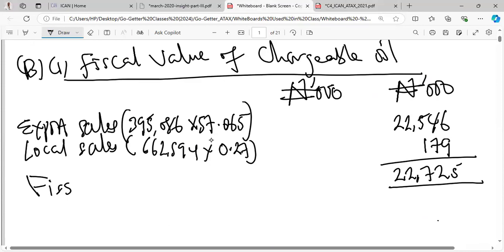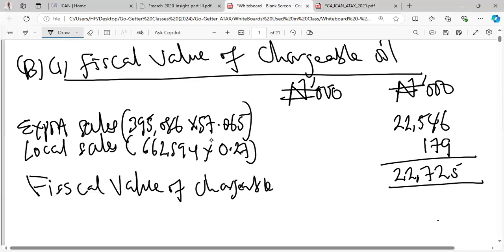fiscal value of chargeable oil. Now, let me tell you, it doesn't matter if it has been sold or not. That's why they didn't tell you the fiscal value of chargeable oil sold. Fiscal value of chargeable oil, whether it is sold or not, it is taken as sold. So that's one thing we should know. Even the ones being sent to the refinery were not sold, and if there was refinery, we would have added it to that. So these are our fiscal value of chargeable oil.